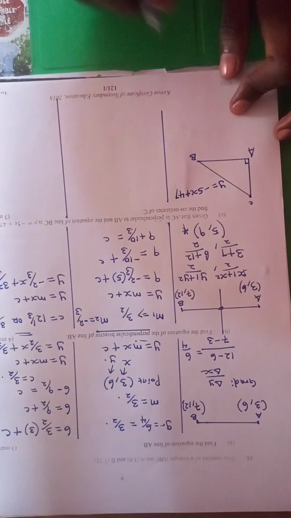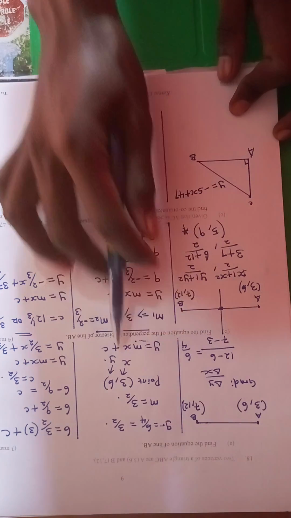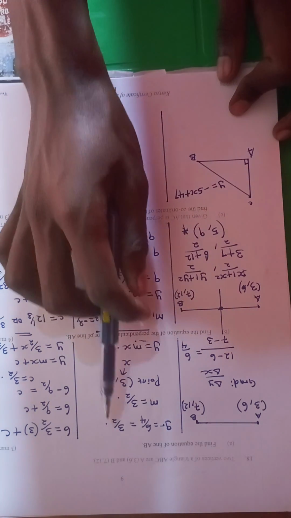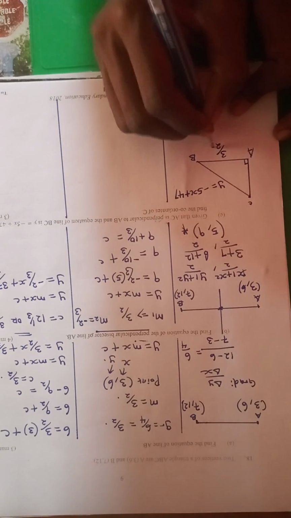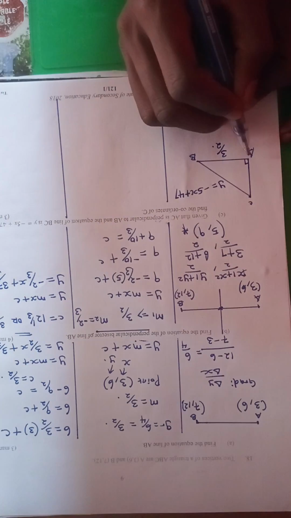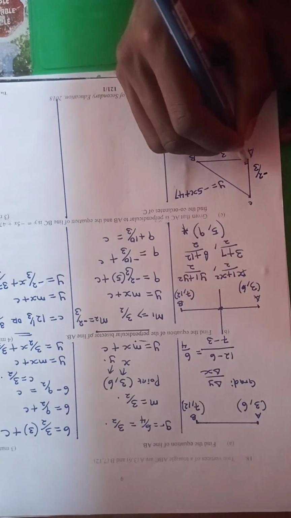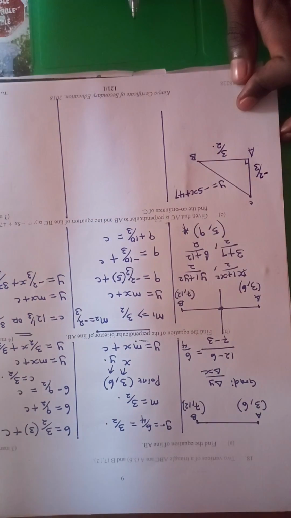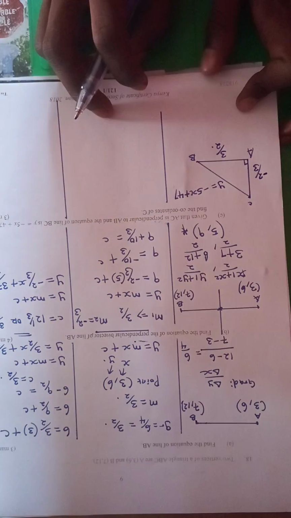So here we need to appreciate that the gradient of AB was 3 over 2. We've obtained it up here. 3 over 2. This one is the gradient. The gradient of line AC automatically will be -2 over 3. Why? Because these two lines are perpendicular to each other, and the product of their gradients should be equivalent to -1.